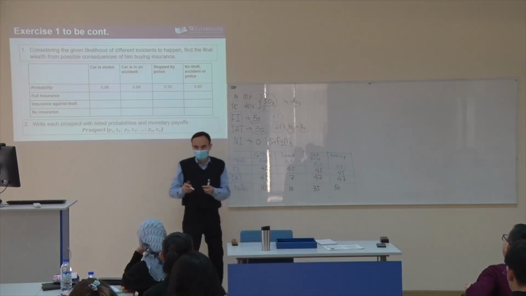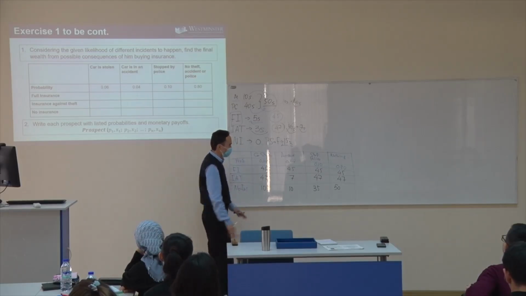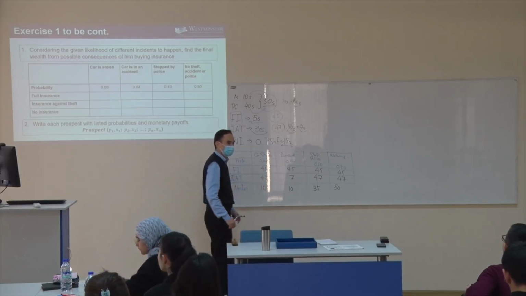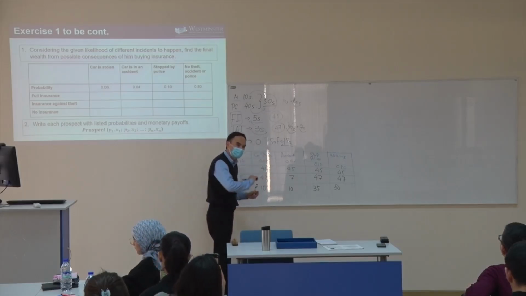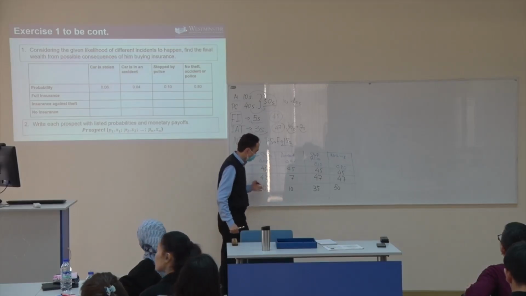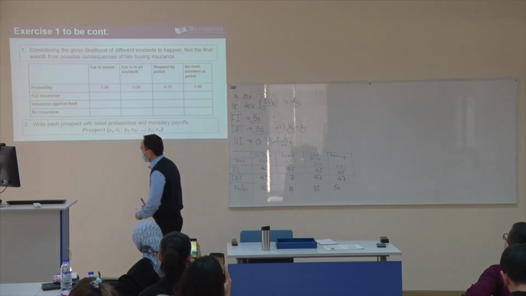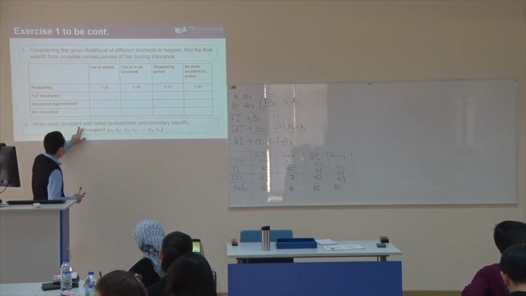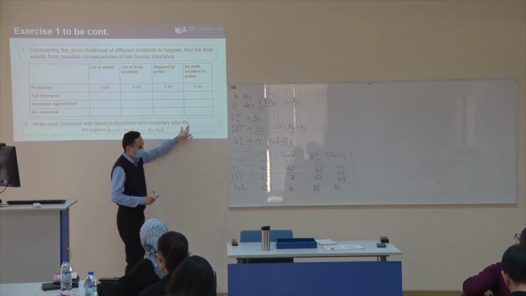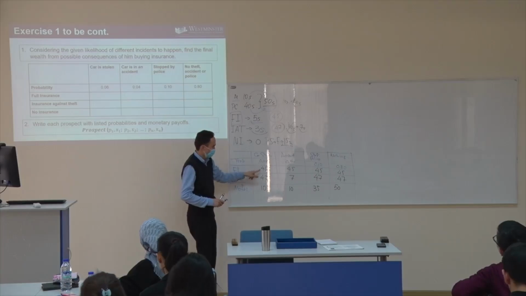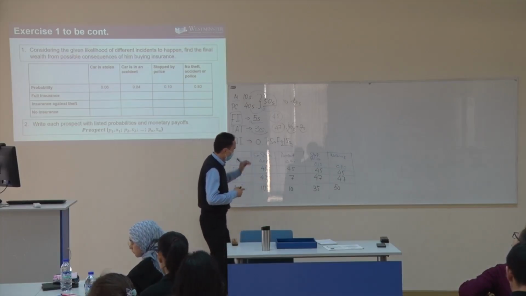So now we have written everything, okay? Students, in your final exam, you may have questions like this one. Out of the given information, you have to fill these tables. Then after, you can make calculations. Once you have the right tables, you can make calculations, all right? Good. Now we are asked to write each prospect with listed probabilities and monetary payoffs. These are probabilities, and these are monetary payoffs. Okay, let us write those prospects.